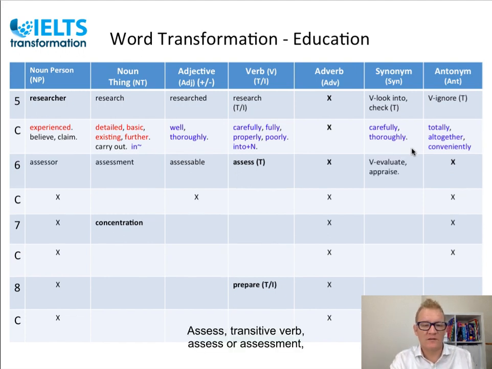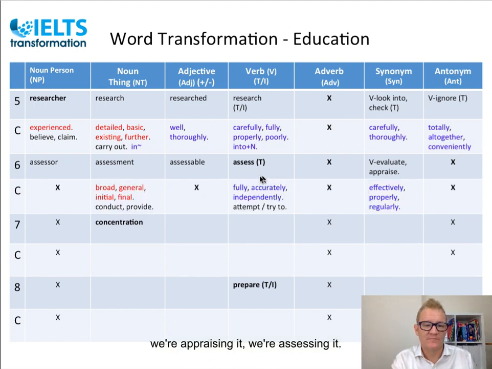Assess, transitive verb. Assess or assessment, assessable, evaluate or appraise. So we evaluate students, we assess students, we appraise them. Means we almost examine them. So when we examine your English, we're evaluating it, we're appraising it, we're assessing it. We conducted a general assessment of people's happiness. We conducted an initial. We provided a final assessment of blah, blah, blah. We fully assessed the situation.